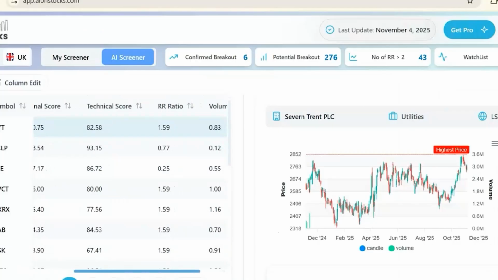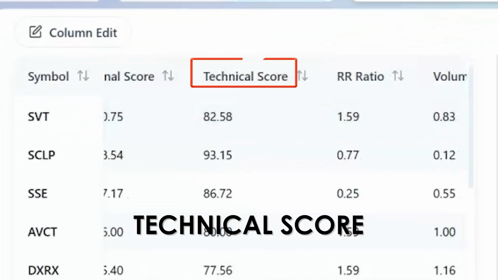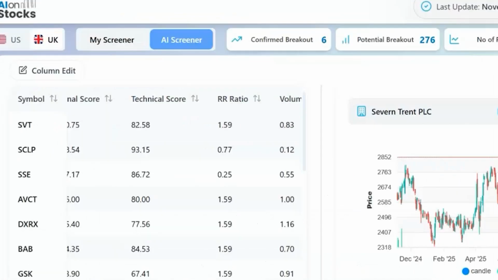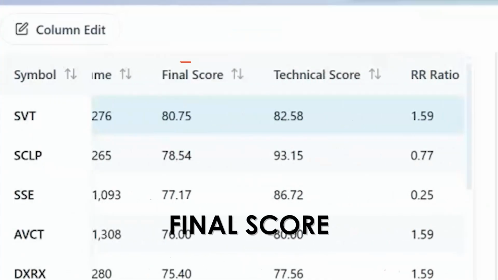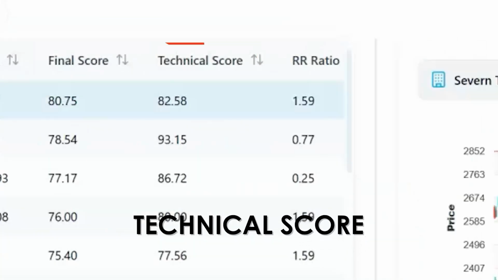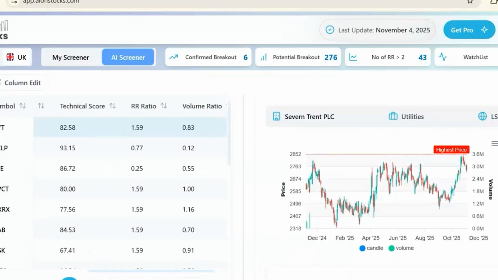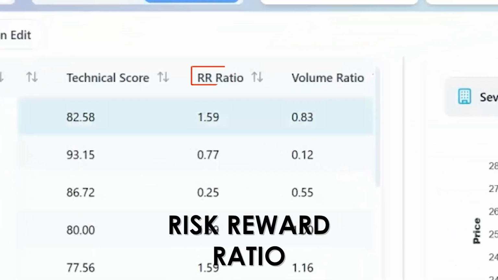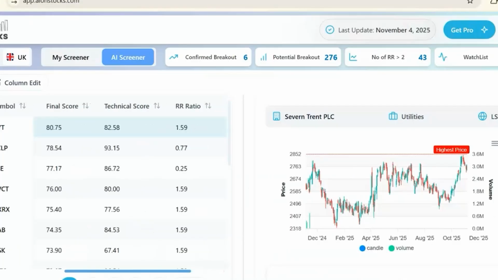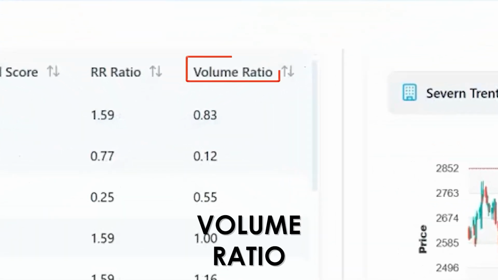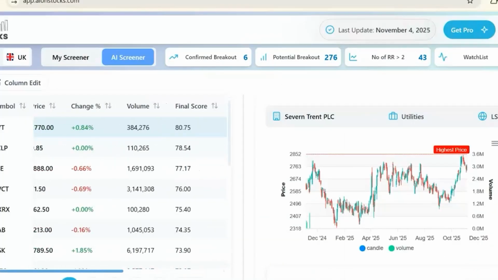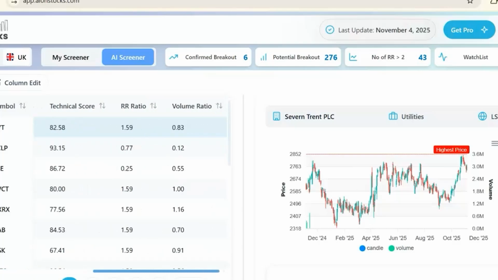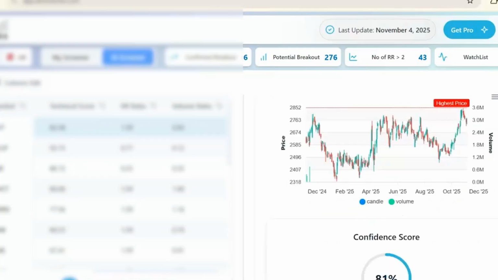Now this final score is derived because the technical score, which is the score of the moving average, RSI, and all other technical indicators, brings up a technical score. The final score usually is lower than the technical score because it is not just looking at the technical indicators. It is also looking at the risk reward ratio for this particular stock if it has to break its peak, and then the volume ratio, which is 0.83. It's not a great volume. Anything above 1 is considered volume which is building up for the stock. So this is a potentially good stock, but let's look at the analysis which AIonStocks has done.